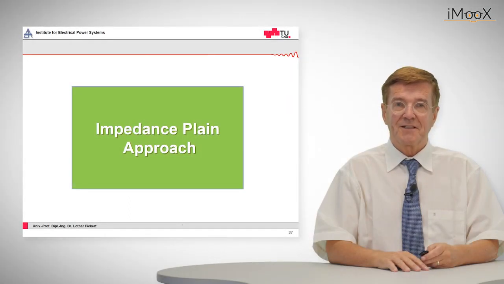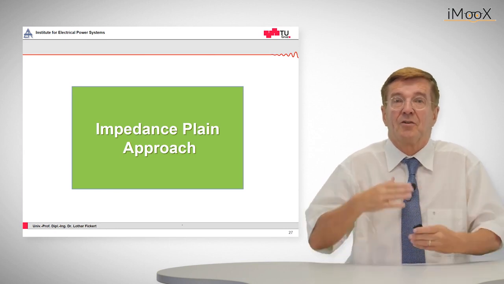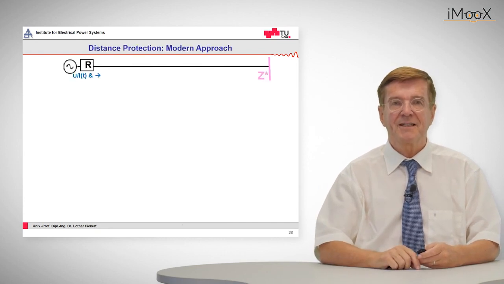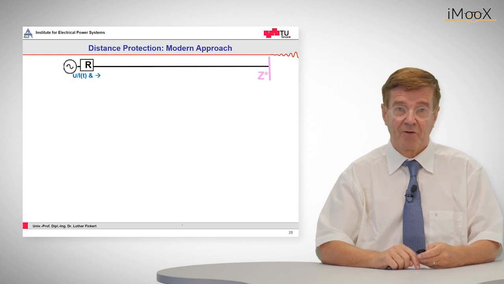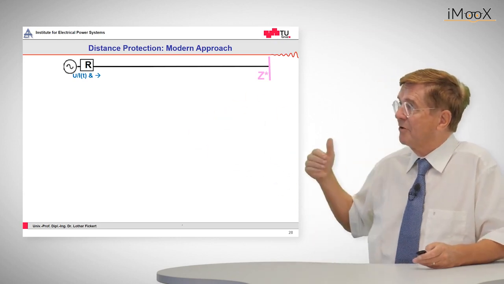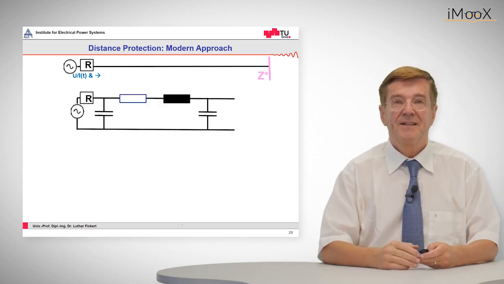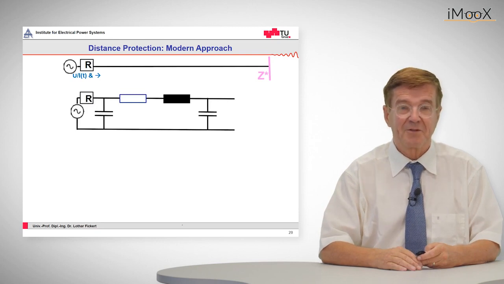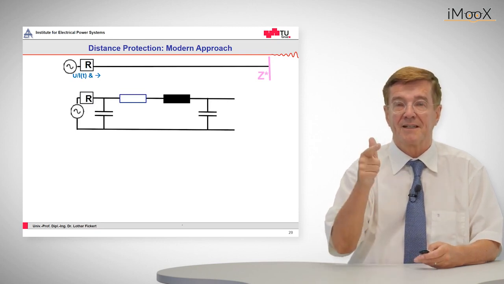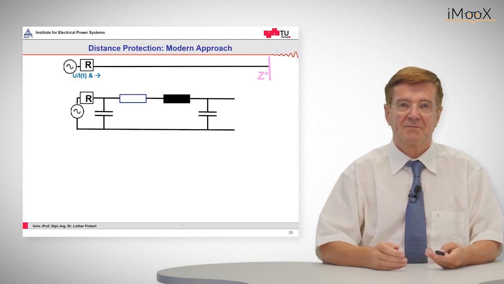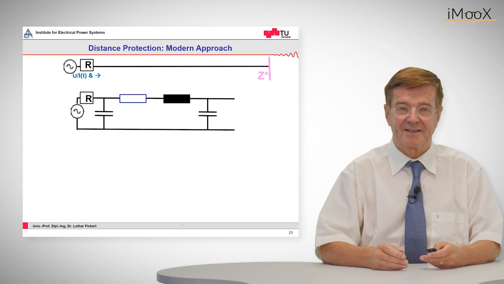The other approach for distance relays, in order to determine whether the fault is on the own line or beyond it, is the impedance plane approach. So we start again with the same fault impedance model. We have a source, we have the relay, and we have a line on which there may be a fault. This line can be represented by the pi equivalent circuit, which consists of a resistance, an inductance, and two capacitances, which usually are assigned to the left and to the right side.